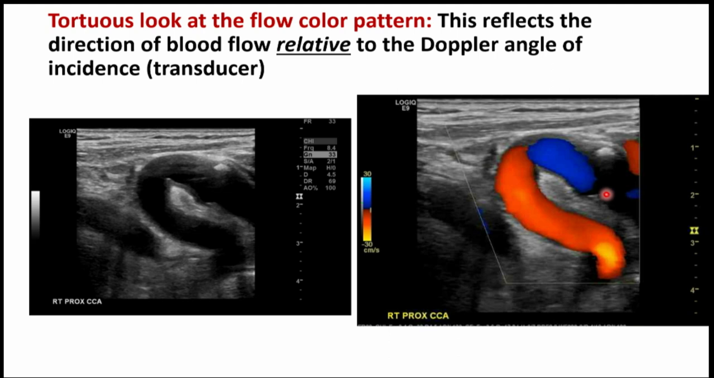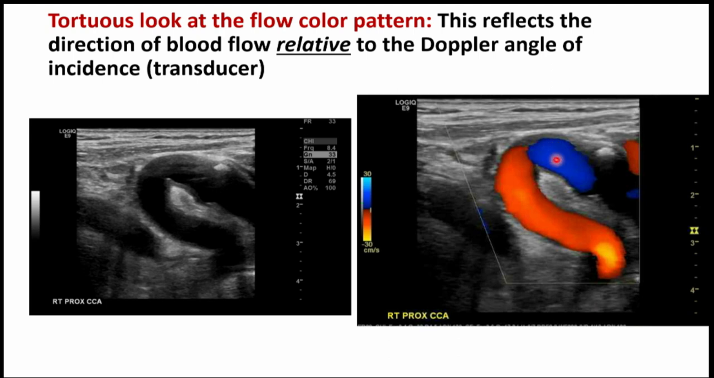Well, what do we see here? There's flow going in one direction and flow going the opposite direction. Well, that's just color. What this does is reflect the direction of blood flow relative to the Doppler angle of incidence, relative to your transducer. So this is not blood going in one direction and the opposite direction. It's just flowing antegrade towards the brain.